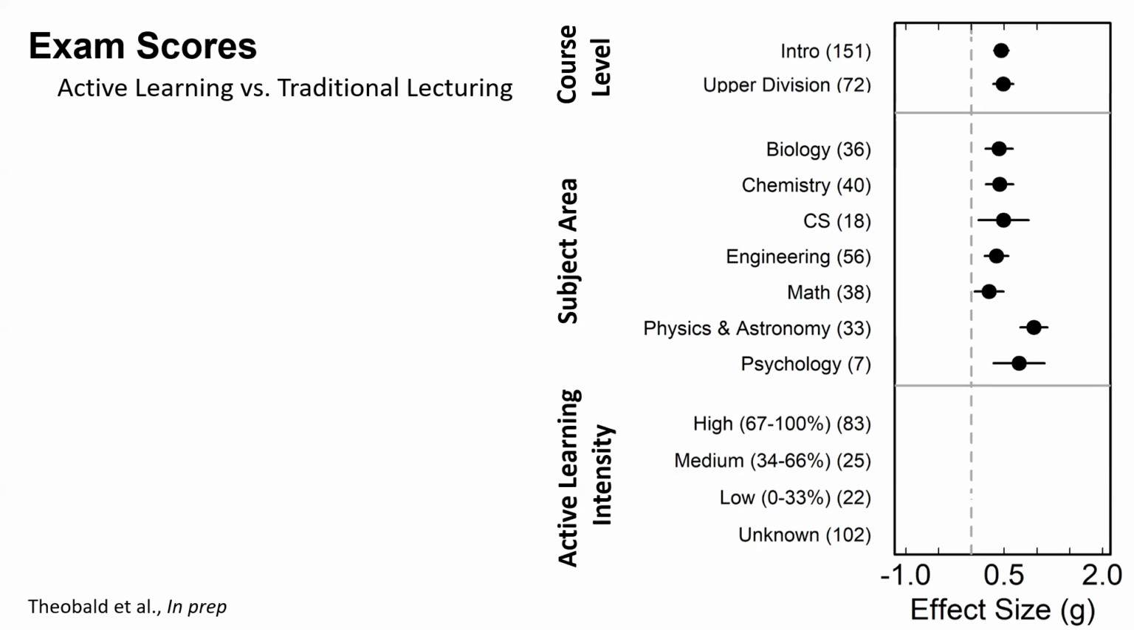And so we grouped papers into high intensity active learning, medium intensity, and low intensity. And we found that high intensity and medium intensity active learning classes were more effective than low intensity. In fact, in low intensity active learning classes, where students are only working together for a third of the time or less, the performance on these identical exams was statistically the same as in classes with passive lecturing. Are there questions about this?